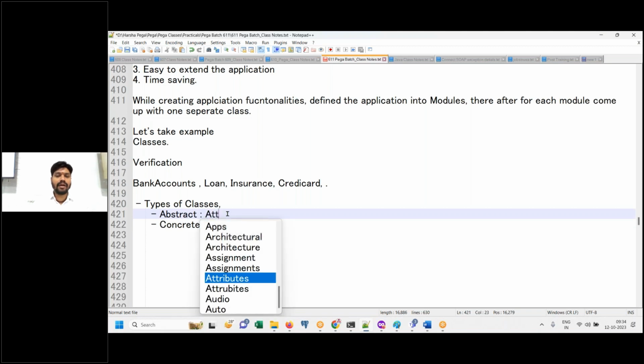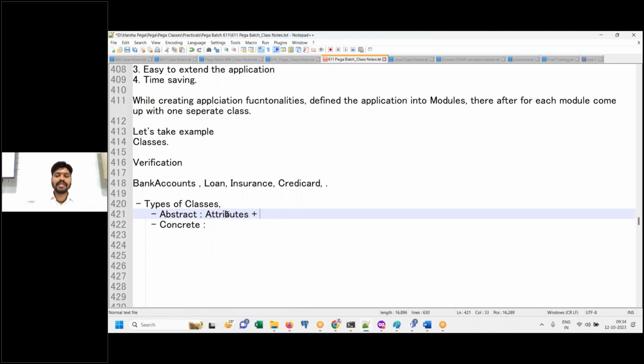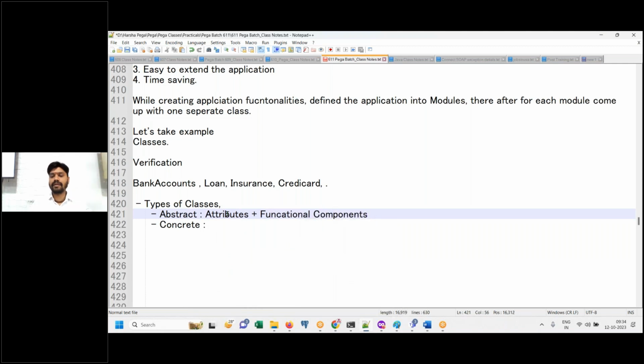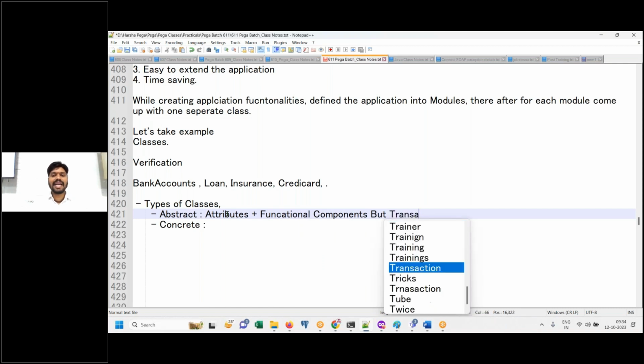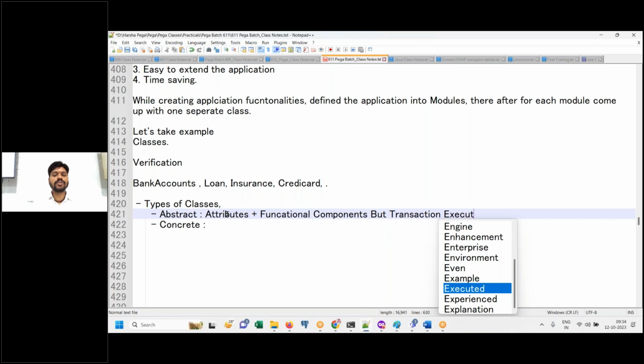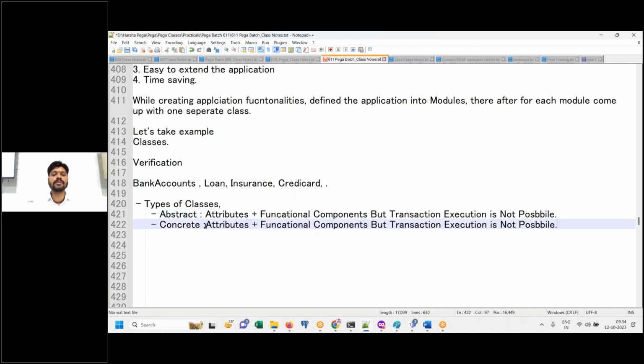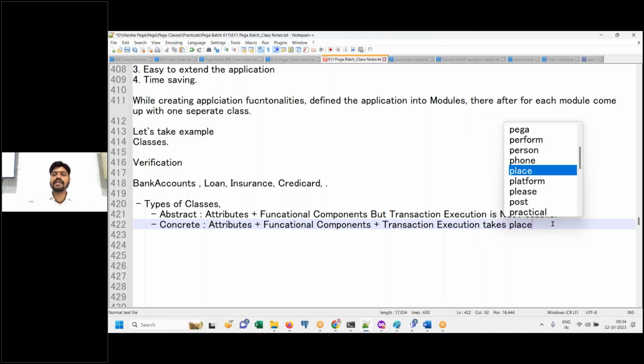Abstract classes will have attributes for sure, plus functional components, but transaction execution is not possible. Transaction cannot be executed in abstract classes. Coming to concrete class, a class which will have attributes plus functional components plus transaction execution takes place here.